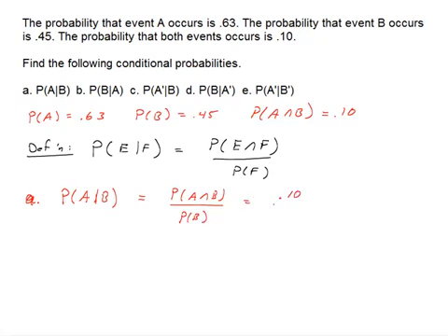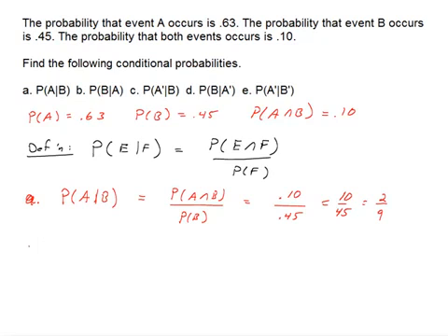Probability of intersection is 0.1. Probability of B was 0.45. And if you want, you can simplify this. This is 10 over 45. And since 5 divides both of those, you can write it as 2/9.